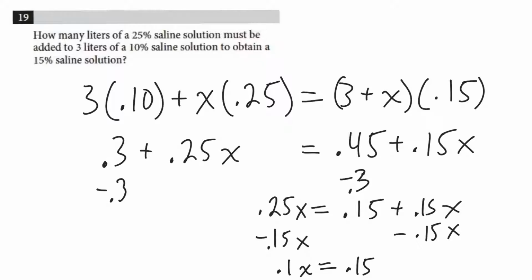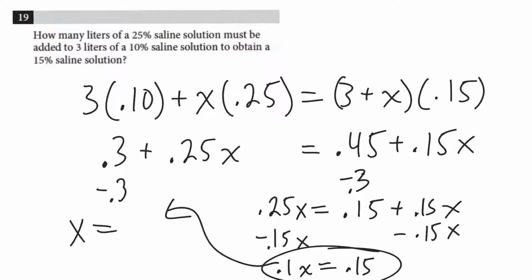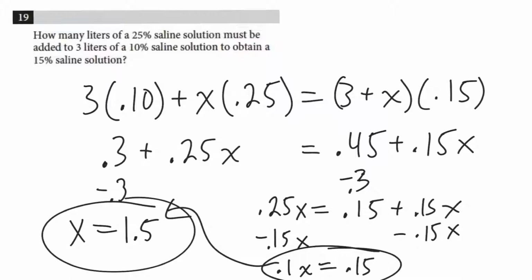0.15. Okay, so I know if I multiply both sides by 10, that should get rid of my coefficient on x on the left. So if I multiply both sides by 10, I'll get x on the left, and the right times 10 would be 1.5. So we need to add 1.5 liters of a 25% saline solution to bring up our percentage in our saline solution to 15%.